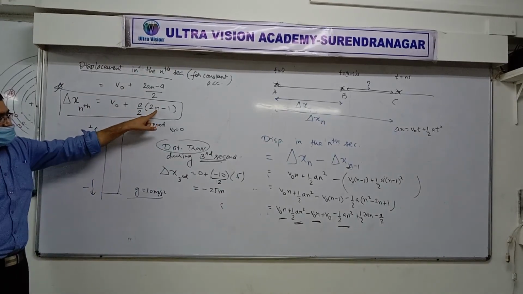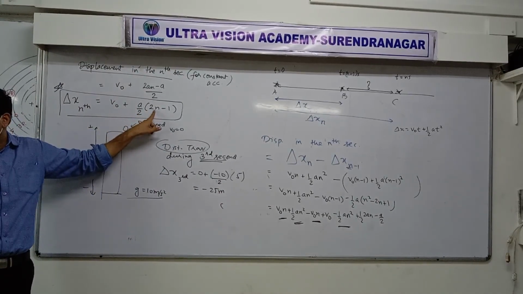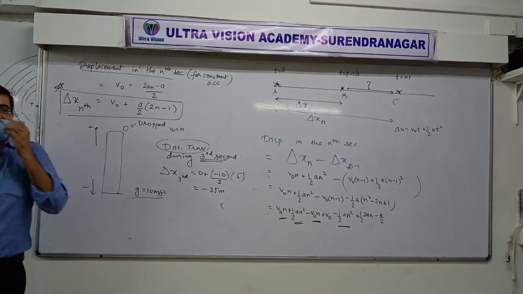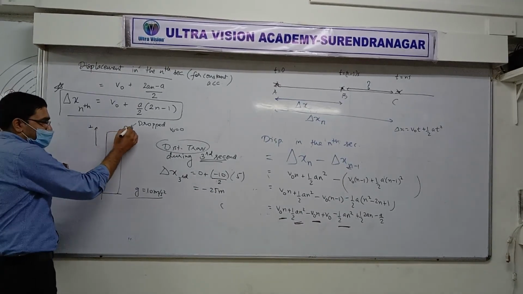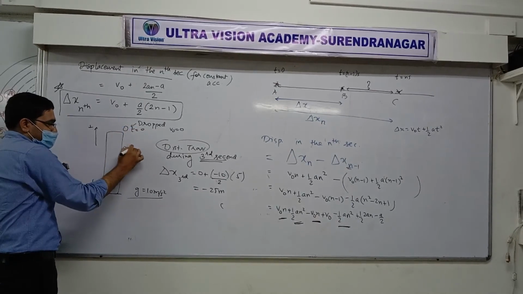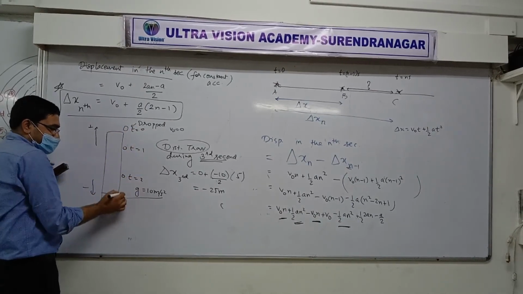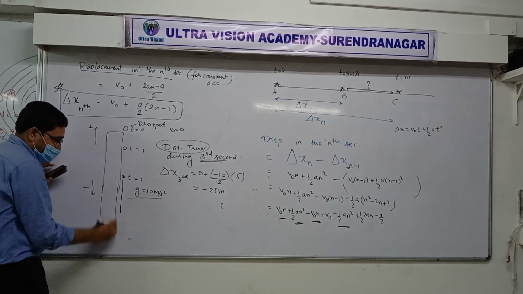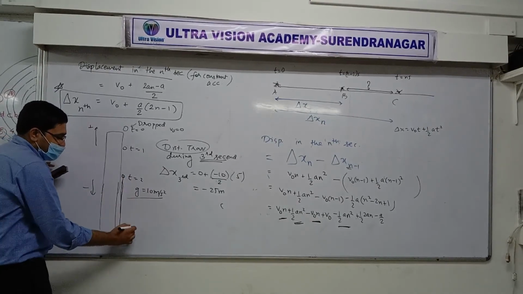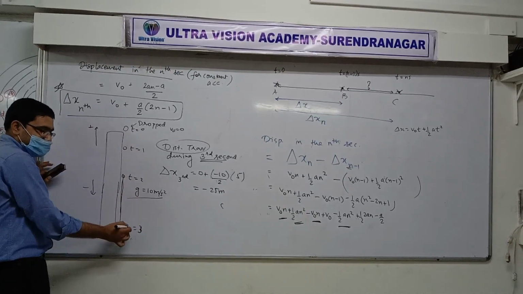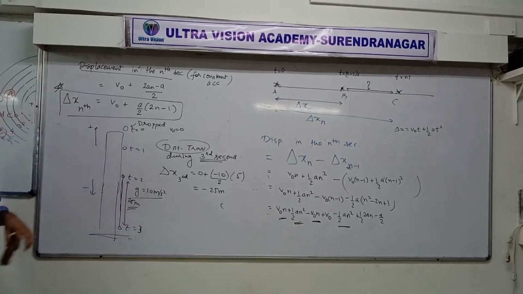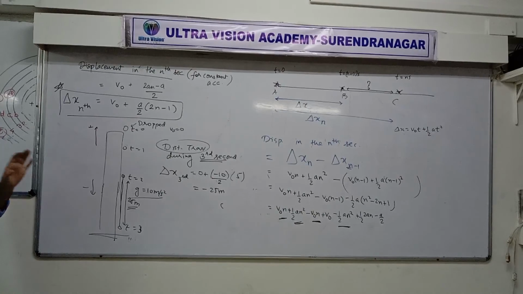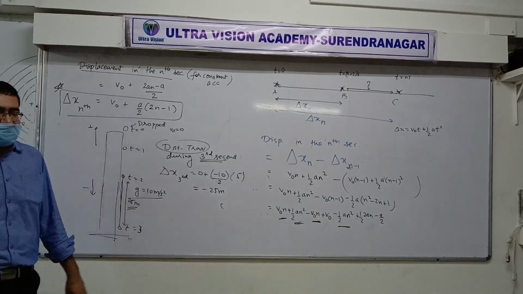We have to use this formula. What is the nth value here? 3. 2 into 3 minus 1. Understood how to use this? What this means is that suppose you drop it at t equal to 0, after 1 second it will be here, then after another second it will be here, assuming the tower is fairly tall. In 2 to 3, how much distance will it travel? In 2 to 3 it will travel 25 meter. Right? Make sense? Okay. Fine.